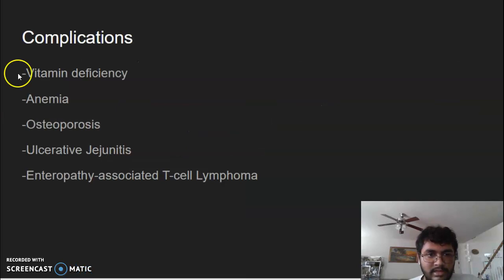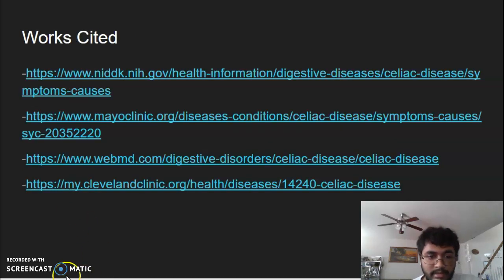So complications. Vitamin deficiency, as we've mentioned on that one slide, anemia, you get the gist of that from that slide and a couple others. Osteoporosis from calcium and vitamin D deficiency, ulcerative jejunitis, which is part of the small intestine being negatively affected, and enteropathy-associated T-cell lymphoma, which is a type of lymphoma in the intestine. These are what happens if it's left untreated. These are complications, and they can be quite severe, surprisingly.